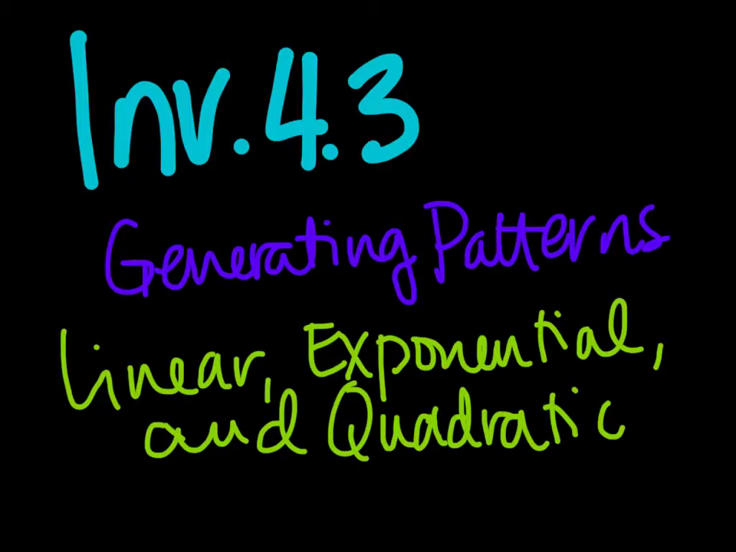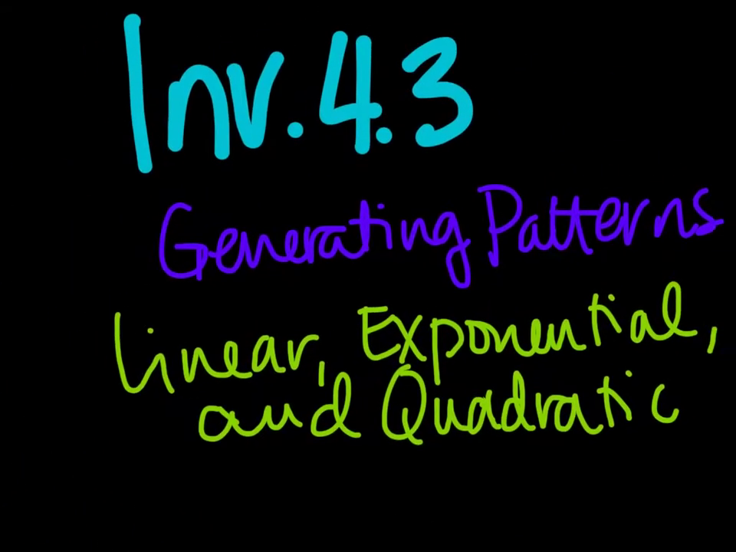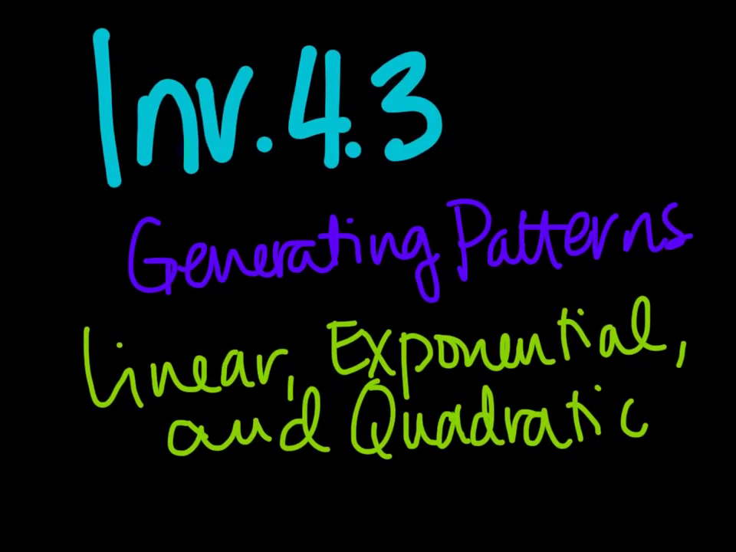And your job will be to analyze a table and figure out what it would look like if it was a linear pattern, what it would look like if it was a quadratic pattern, and what it would look like if it was an exponential pattern. So let's look at a few properties that define linear, exponential, and quadratic relationships.